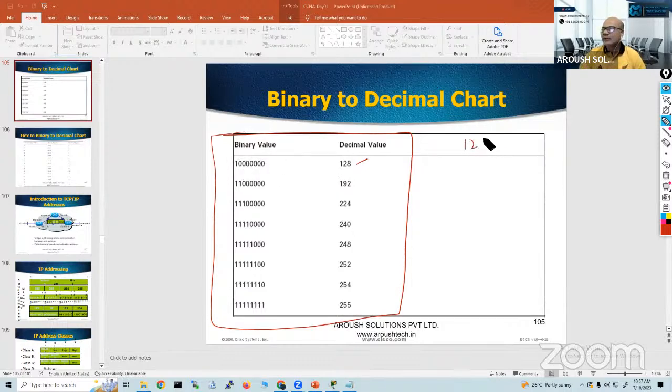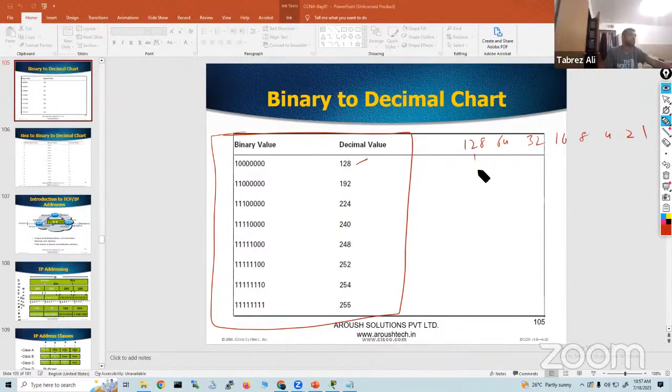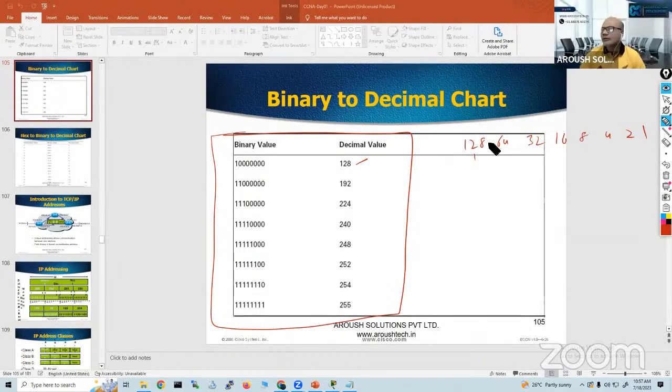So 128, 64, 32, 16, 8, 4, 2, 1. Okay, 128 is one bit. 128 plus 64 is 192, plus 32 is 224, plus 16 is 240, plus 8 is 248, plus 4 is 252, 254, 255. When you remember this chart, subnetting is just a piece of cake.